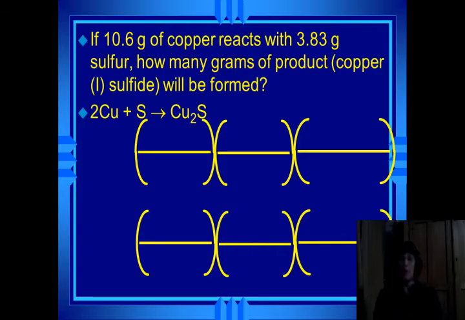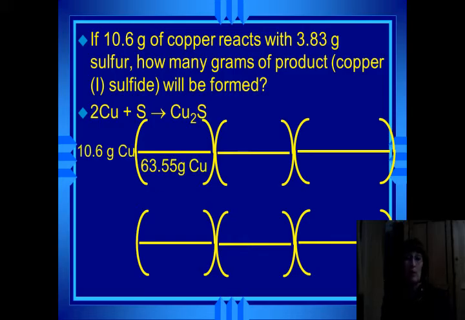Okay, so here's your problem. If 10.6 grams of copper react with 3.83 grams of sulfur, how many grams of product, that's copper 1 sulfide, will be formed? All right, so we have the balanced chemical equation. We have to do this. So we've got 10.6 grams of copper, and we've got 3.83 grams of sulfur. Right, so what we have to do is start off with 10.6 grams of copper, and we have to figure out how many grams of the sulfide will be formed.